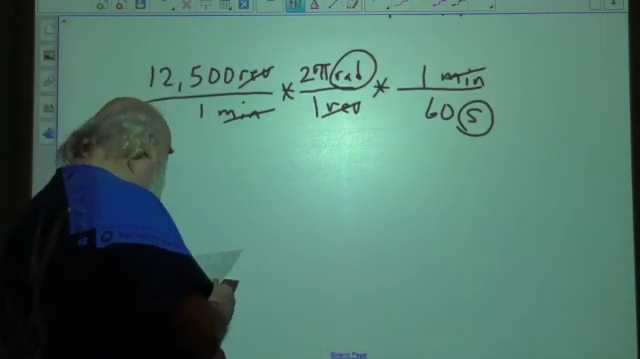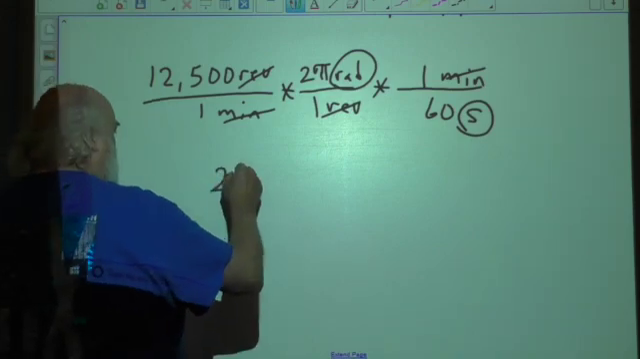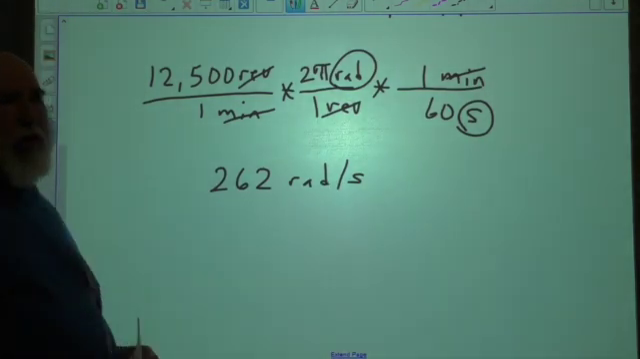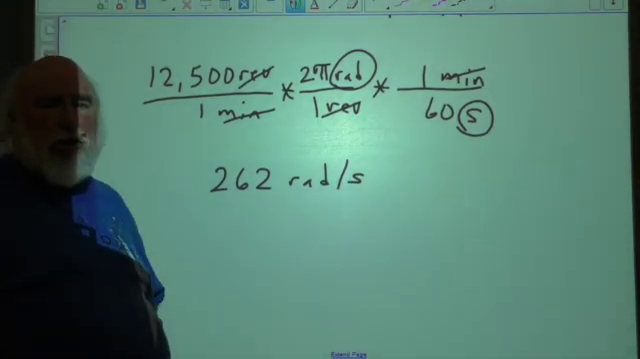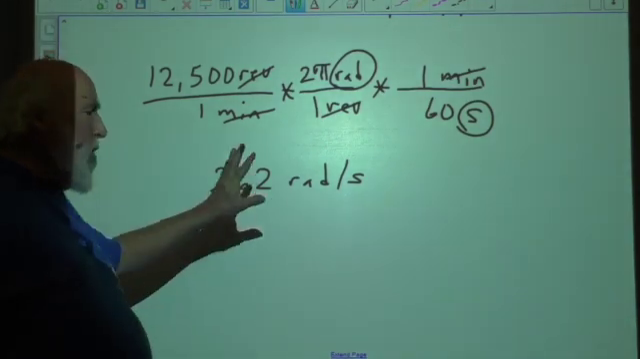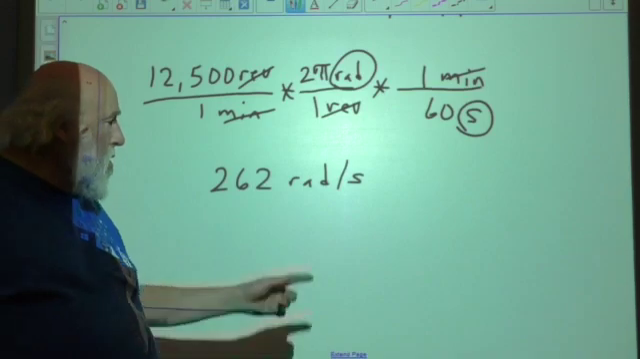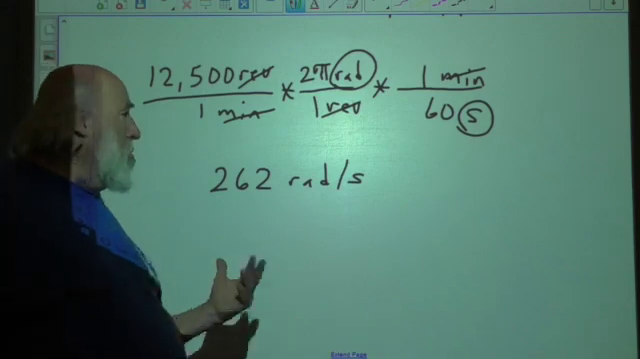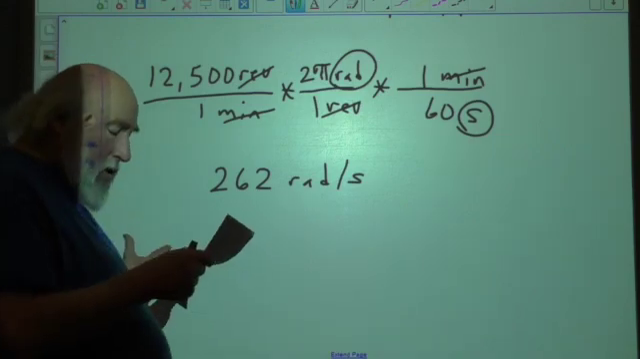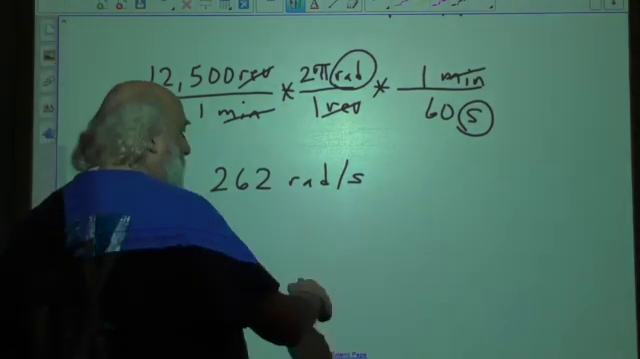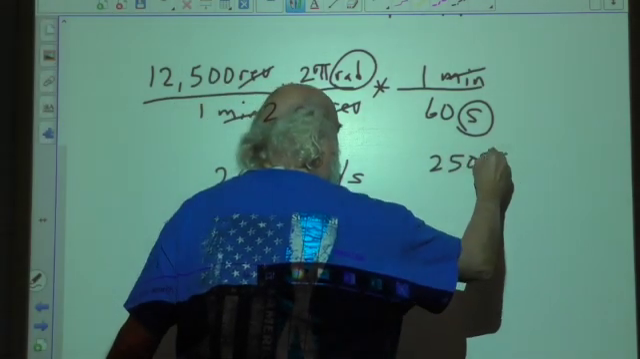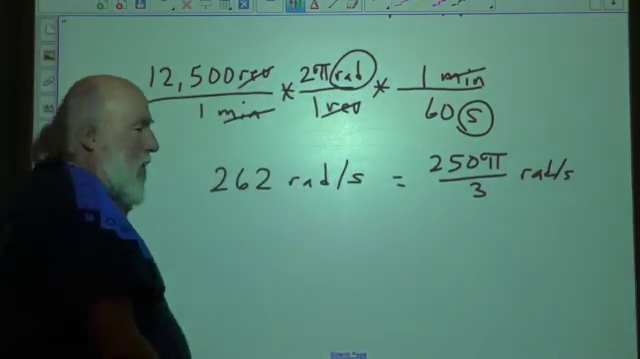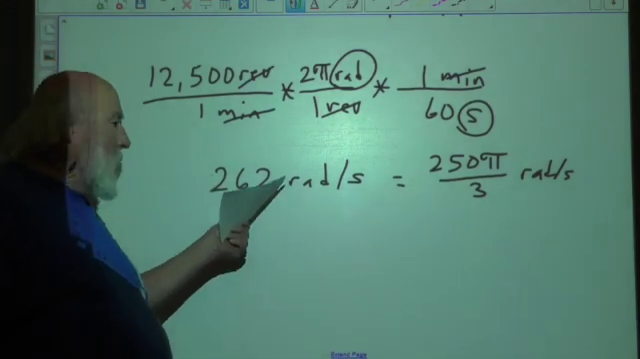So if you do, you'll find that it's 262 radians per second. And if we're going to translate this to tangential velocity, then we're going to include the pi as part of the calculation here to get the 262. I suppose you could leave it in that form if you wish. I believe it's something like 250 pi over 3 radians per second. Either way is fine, but since we're going to go tangentially, I'm going to use that number right there.